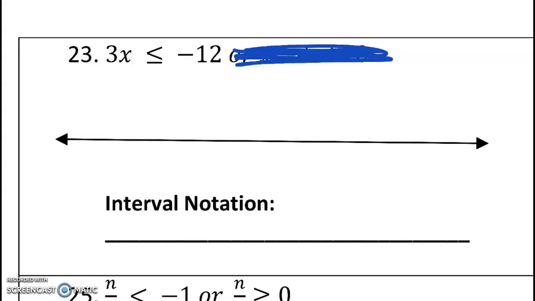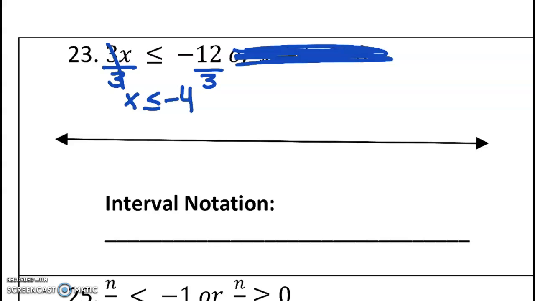So, what do I do? Divide by 3 on both sides. So negative 12 divided by 3 gives us? Negative 4. Do I need to flip my signs there? No. Why not? Because the x didn't have the negative. You didn't divide by a negative.